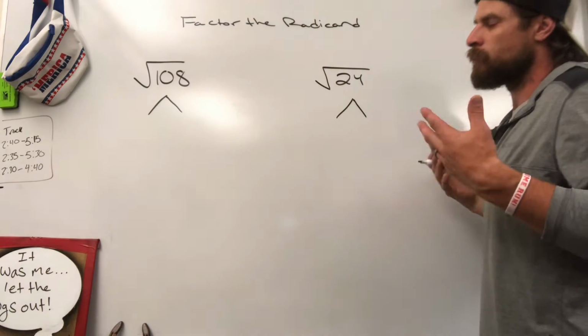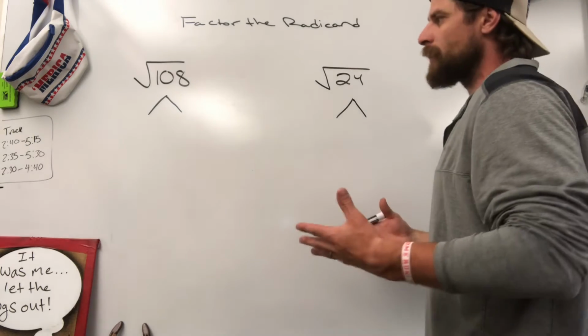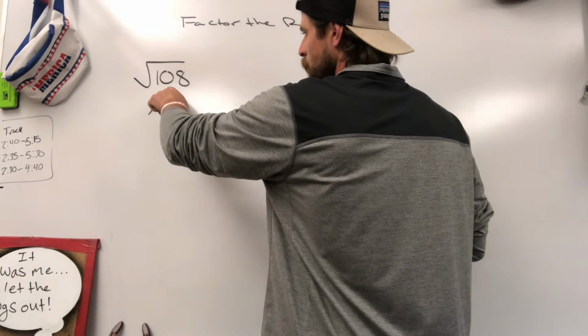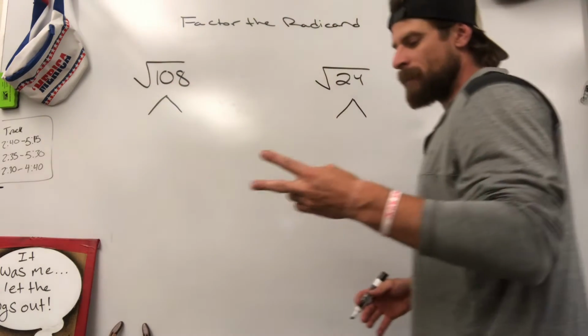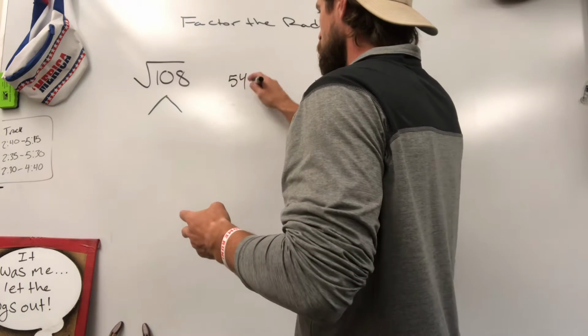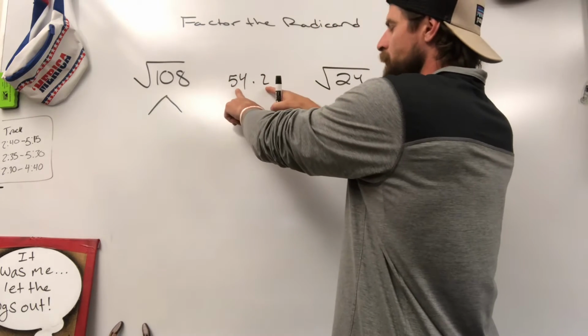Now, if we're simplifying this, we need to make it neater, right? That's our whole job of simplifying. Now, I could take 108 and divide it by 2. Right? But if I take it and divide it by 2, I'm going to get a 54 and a 2, neither of which are perfect squares.